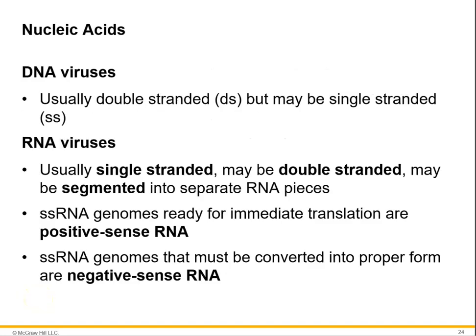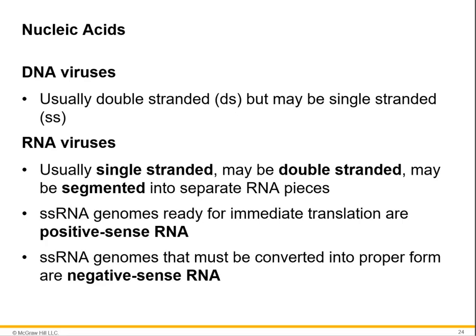All right, DNA viruses. Usually the DNA in DNA viruses is double-stranded, but there are some viruses that have single-stranded DNA. I know that's weird. Viruses are weird. RNA viruses. Usually these are single-stranded, but because viruses are weird, sometimes the RNA is double-stranded. Additionally, the RNA can be broken up into separate pieces, and we call that segmented viruses, okay?